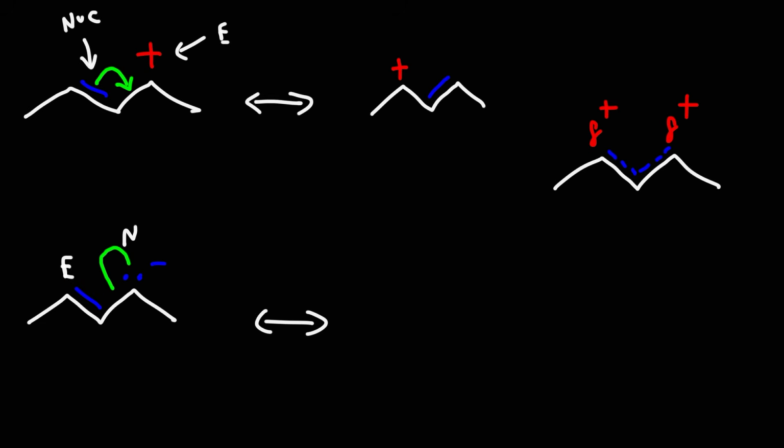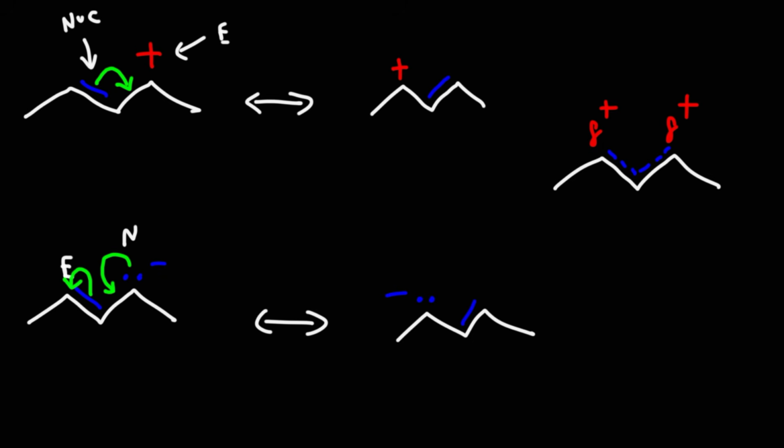So the first arrow, what we're going to do here is we're going to take this lone pair, use it to form a pi bond, and then we're going to break this pi bond, move those two electrons to form a lone pair on the other carbon atom. So we're going to have a pi bond here, and here's the negative charge.